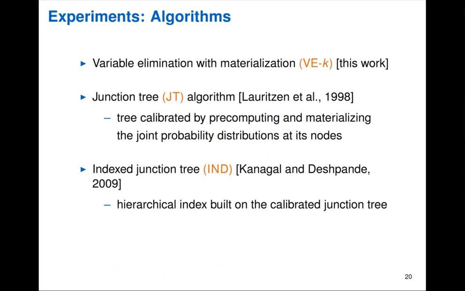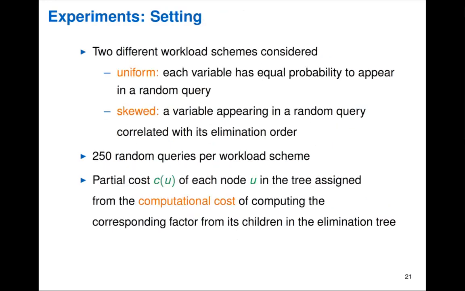We compare our proposal, variable elimination with materialization, with the junction tree algorithm from 1998, which also exploits materialization by the calibration of the tree. And we also tested our algorithm against the index junction tree proposed by Kanagal and Deshpande, which builds an additional hierarchical index on the calibrated junction tree.